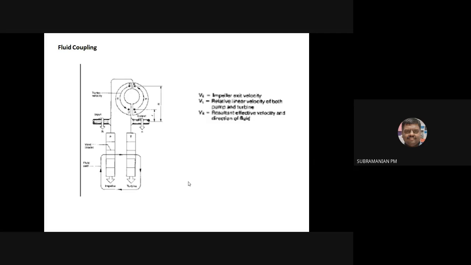Let us see, okay? But in an interview, if you are going for any interview, they may ask you to draw a fluid coupling or torque converter. But anyway, knowledge is important. So try to practice the test, okay?